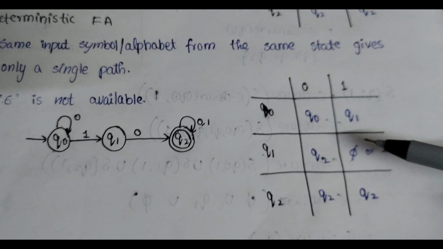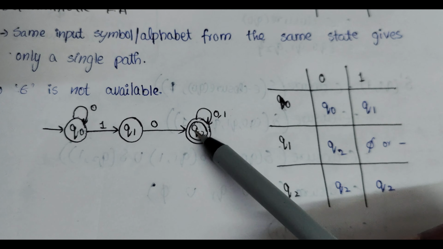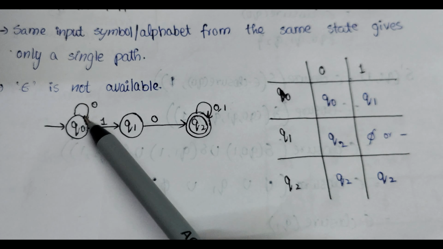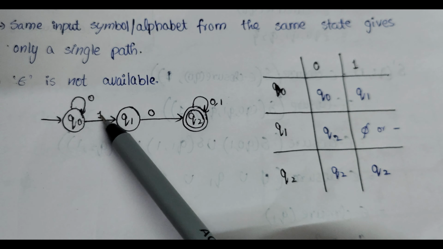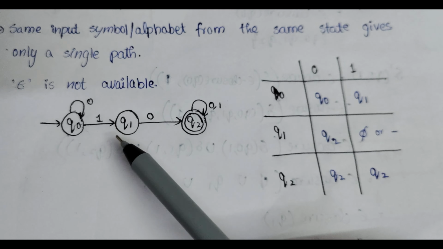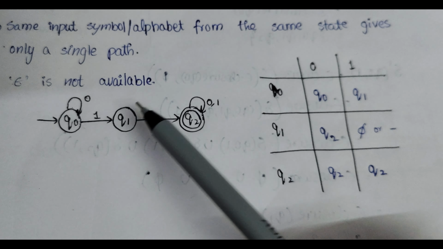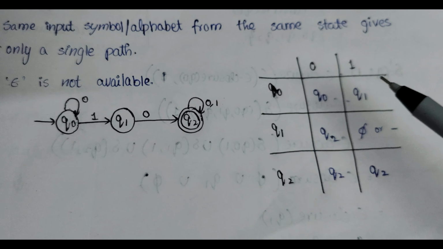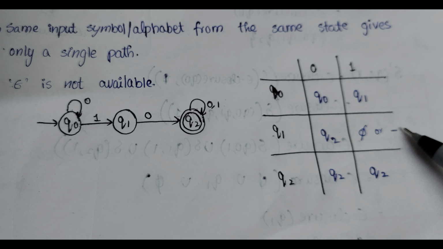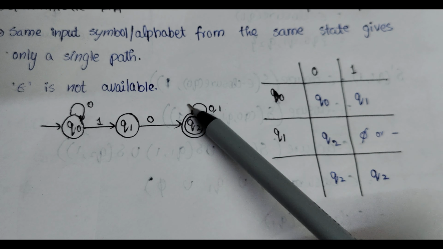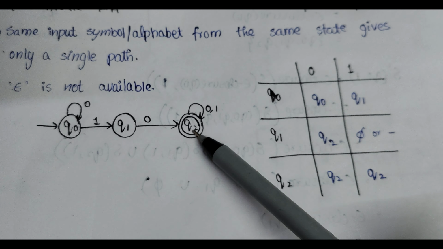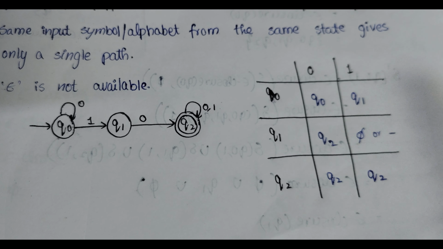Okay. So coming to the transition table of this transition diagram, Q0 on 0 is Q0. Q0 on 1 is Q1. Q0 on 0 is Q2. Q0 on 1 we don't have it, so we'll either keep a phi or hyphen. Q2 we have 0. Q2 on 1 is also Q2.